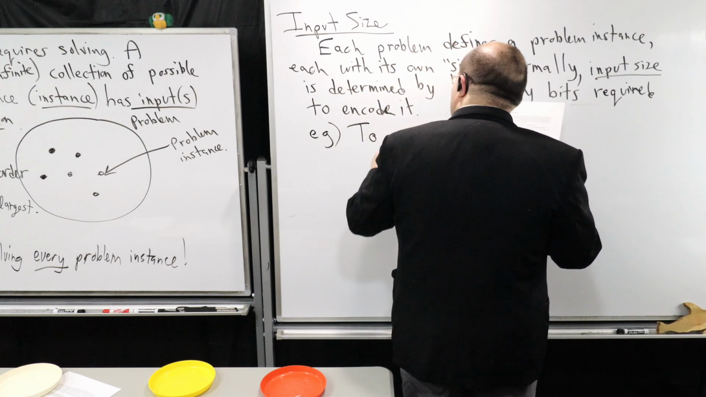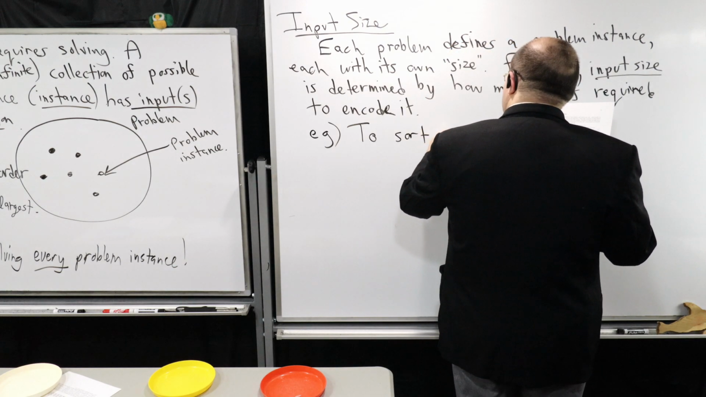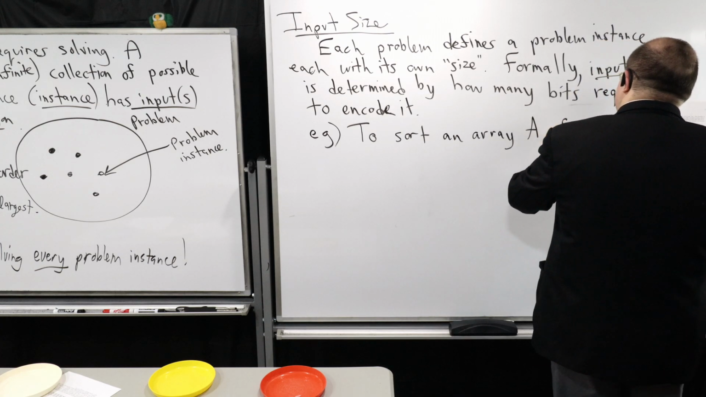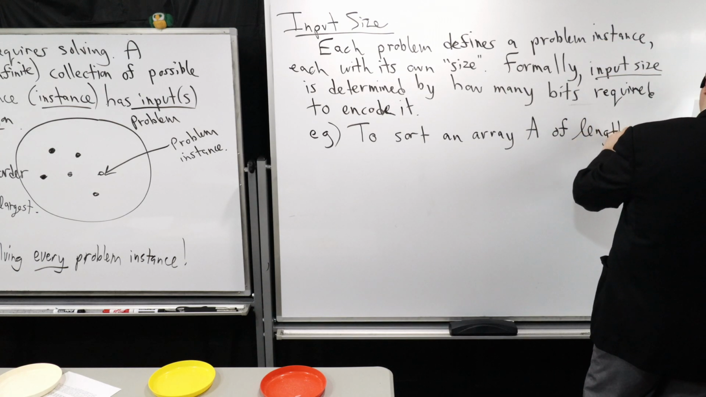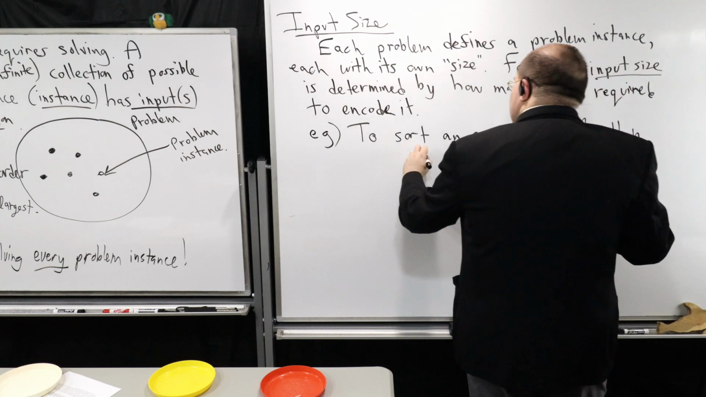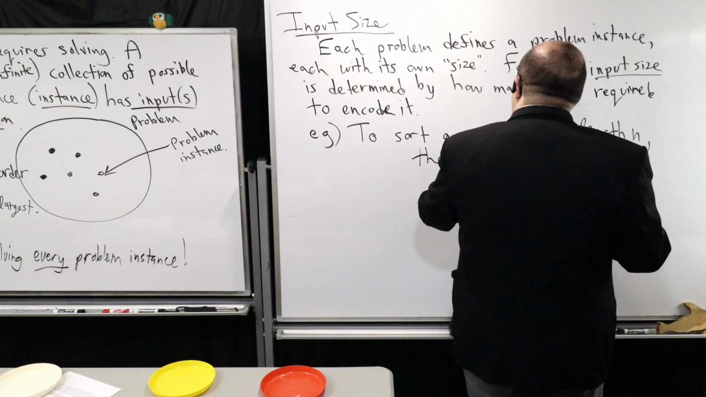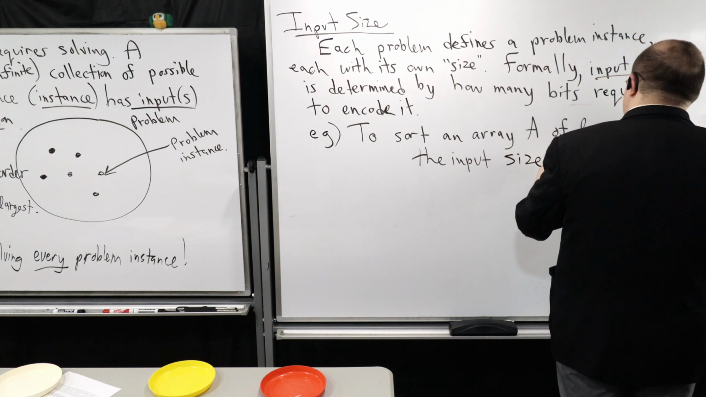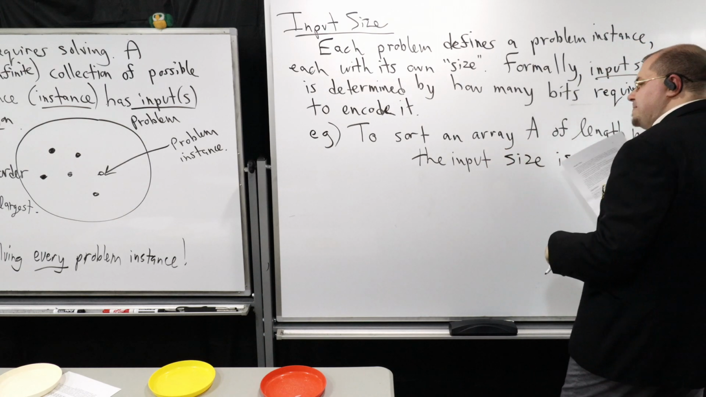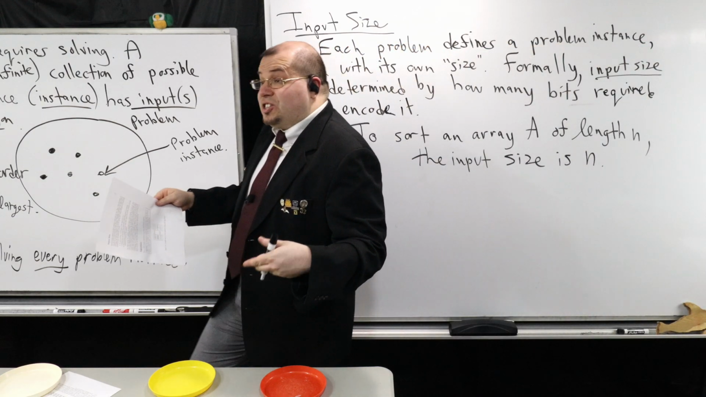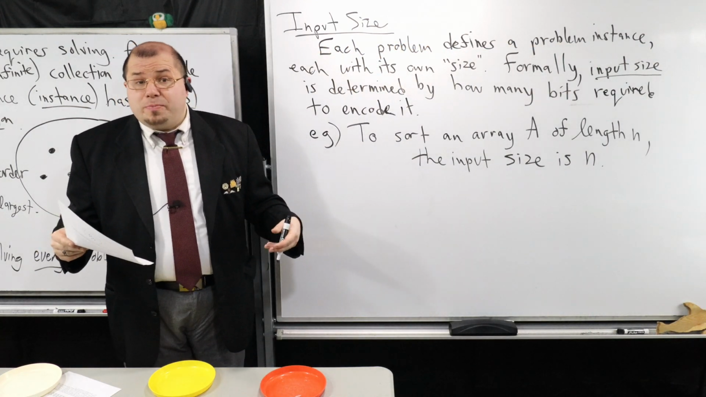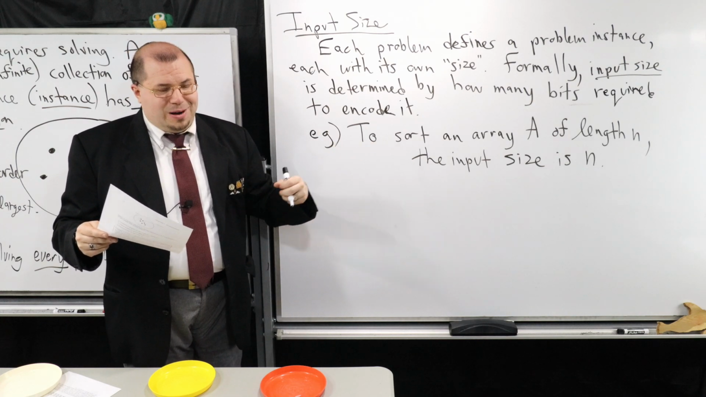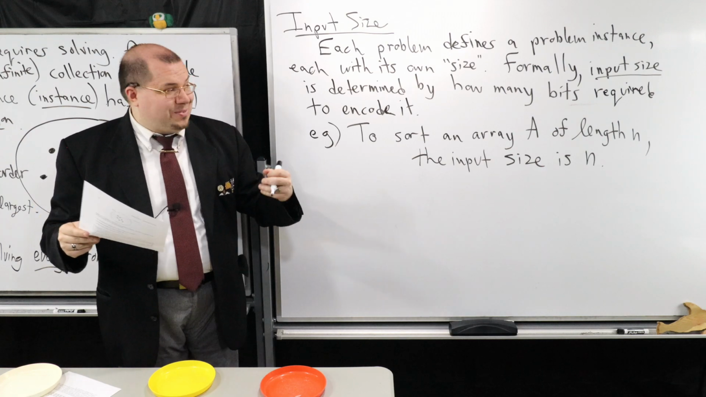So imagine I'm considering the sorting problem again. Suppose I want to sort an array of length n. I'm just going to start off with this. A reasonable way of considering the input size here would be to consider it as n. Why? Because each one of my numbers is some constant number of bits, so I don't care so much about that attribute. It's more about how many numbers there are. In this case, there's n of them, right?